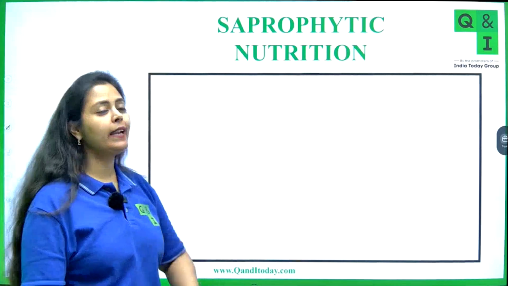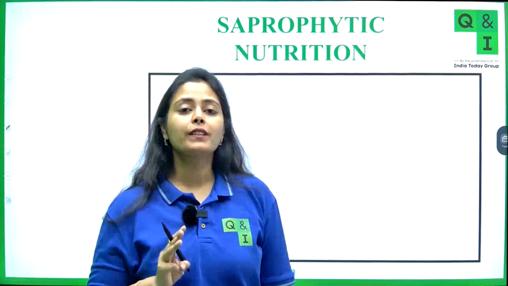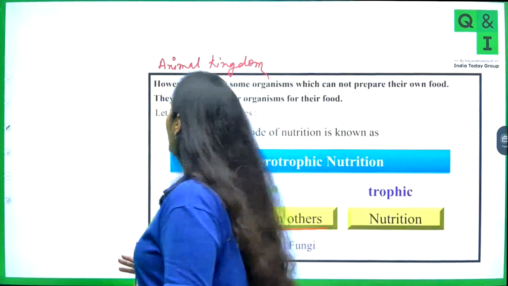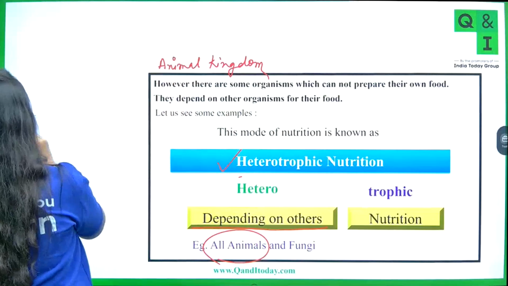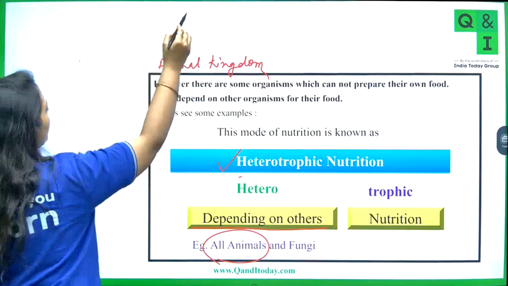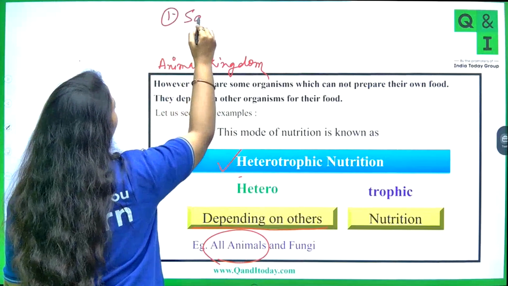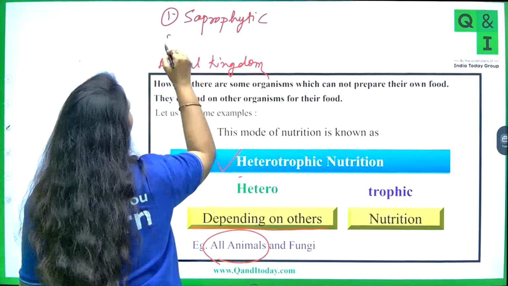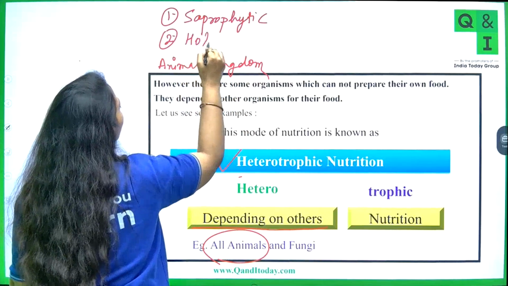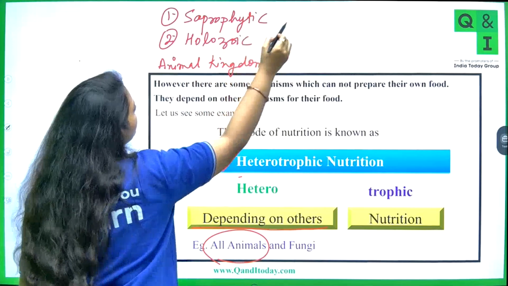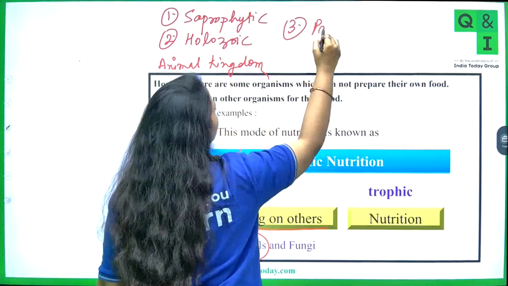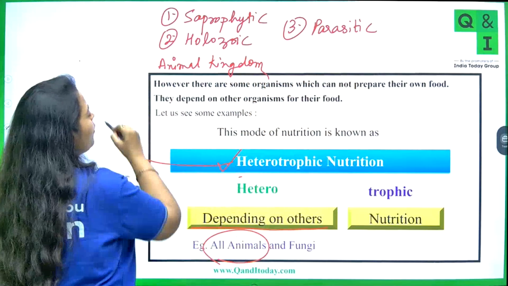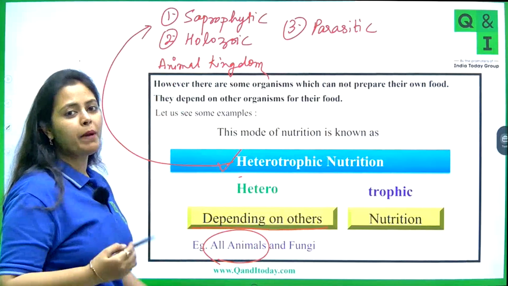Now further moving ahead, we would be discussing the three modes of heterotrophic nutrition. Heterotrophic nutrition is basically of three types. The first one is your saprophytic mode of nutrition. The second one is your holozoic mode of nutrition. And the third one is your parasitic mode of nutrition. Now we would be covering all these types of heterotrophic nutrition one by one.